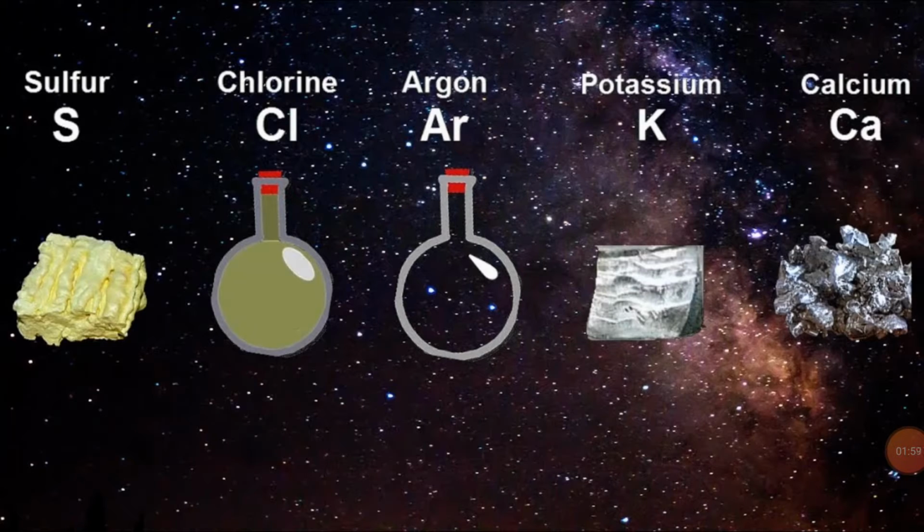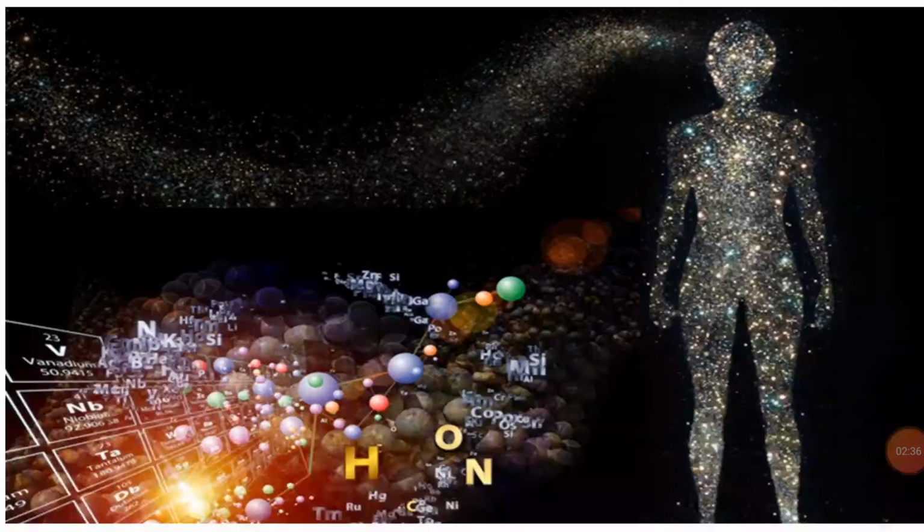Okay, now look at this picture. As you can see here, there are a few elements given: sulfur, chlorine, argon, potassium and calcium. We already discussed that these elements are represented by specific symbols. Sulfur is represented by S, chlorine is Cl, argon Ar, potassium K and calcium Ca.